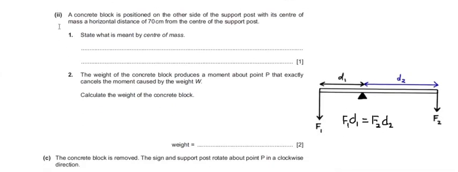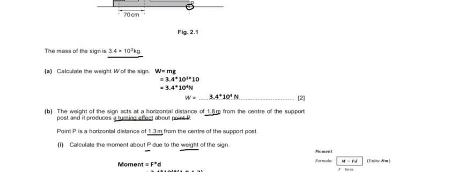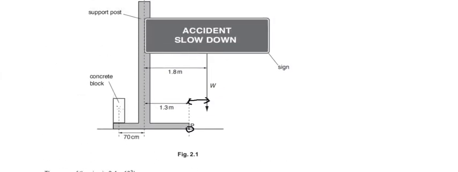Now you can see here the second question. A concrete block is positioned on the other side of the support post with its center of mass at a horizontal distance of 70 cm from the center of the support post. So here you can see this concrete block is kept on the left hand side, and it could be the center of mass of this concrete block, at a distance of 70 cm from the center of this support post.